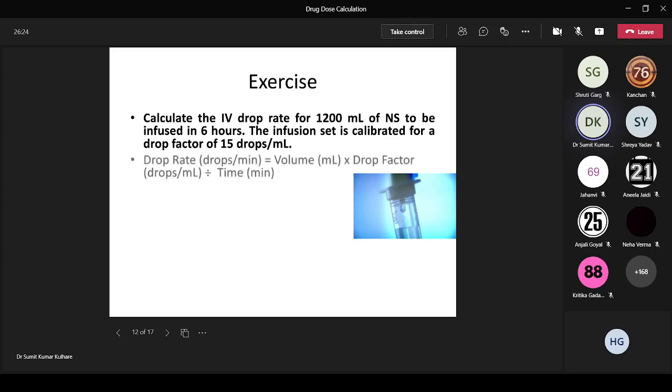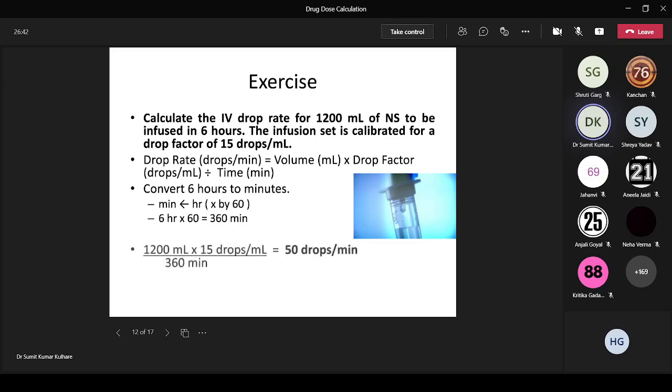So let's solve this. This is the formula: total volume into drop factor divided by time. We can convert those hours into minutes. So 6 hours means 6 into 60, that is 360 minutes. Put all the values in the formula. Total volume is 1200 ml multiplied by drop factor, 15 drops per ml, and the total infusion time is 360. If you solve this, it will come to 50 drops per minute.